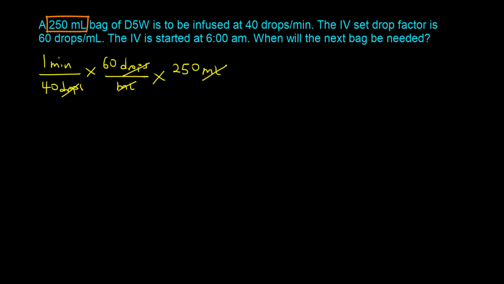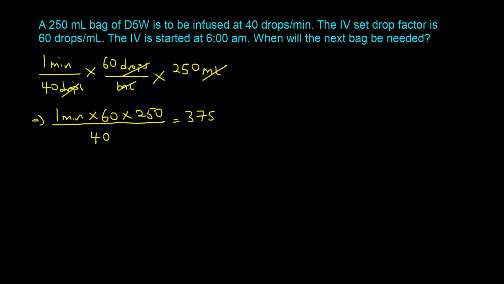So we are using dimensional analysis, so we can go ahead and multiply all the terms in the numerator. So that will be 1 minute times 60 times 250 divided by 40. And that is equal to 375 minutes. So to make the calculation easier, we can go ahead and convert the minutes to hours, which would imply that we have 375 minutes. We convert that to hours.